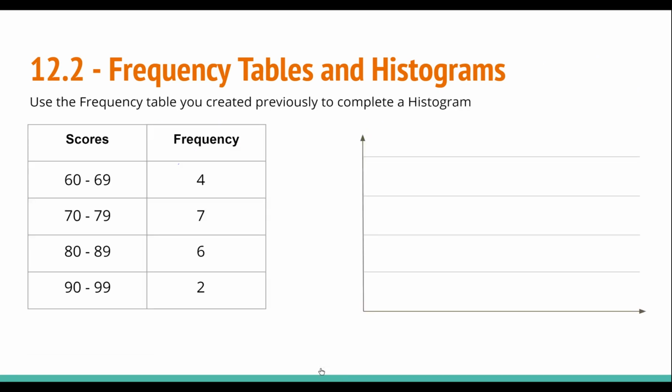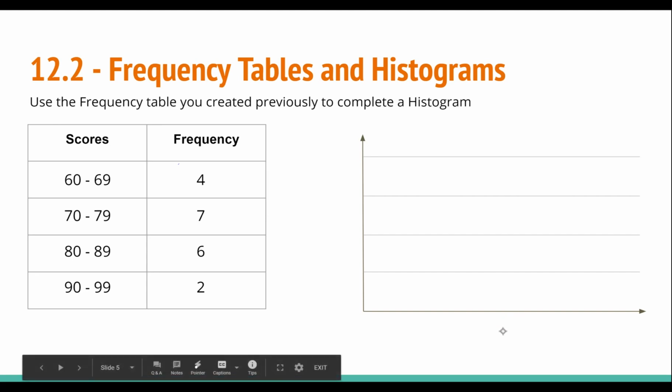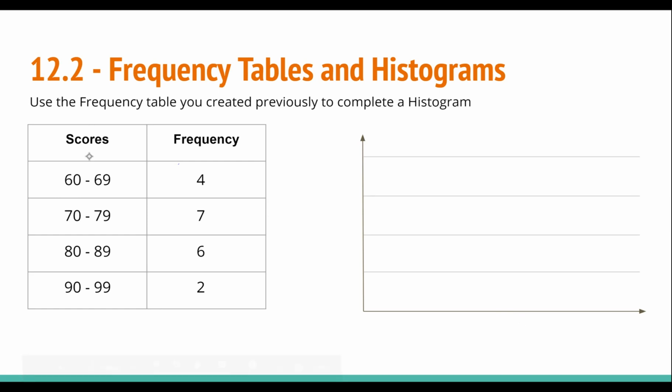Here on the next slide, we're going to use our frequency table to create a histogram. Now the histogram, we're going to want to see a couple things. We're going to want to see a label down here on what we call the x-axis. That's going to be our intervals. So in this case, it's going to say scores. Over on the y-axis, that's going to be where we put our frequency. So we're going to label frequency over here.